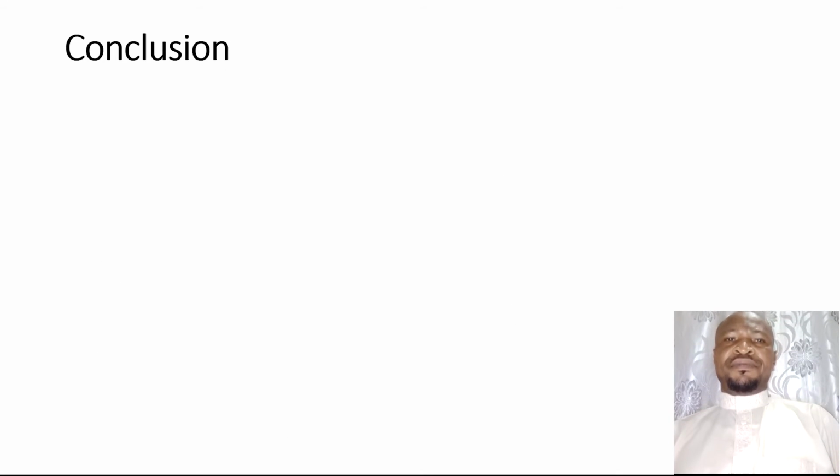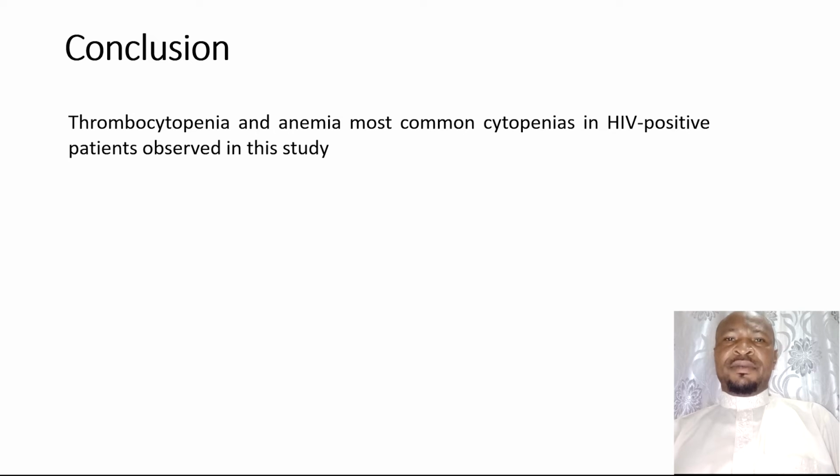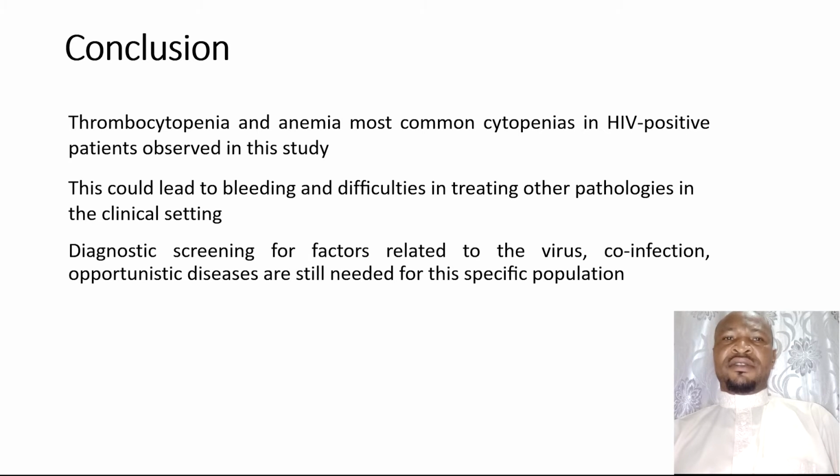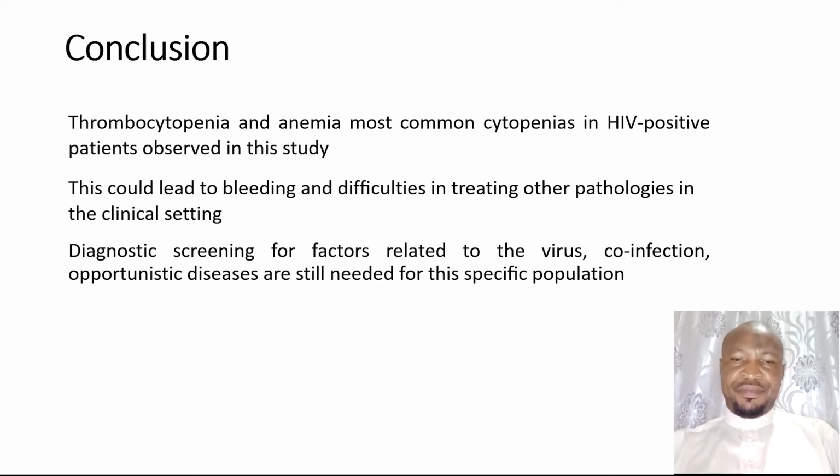In conclusion, thrombocytopenia and anemia seem to be a common feature in HIV-positive patients, as observed in this study, that can lead to bleeding and difficult therapy for other pathologies. Diagnostic screening for factors related to the virus, co-infection, and genetic diseases is still needed for this specific population. Thank you all.